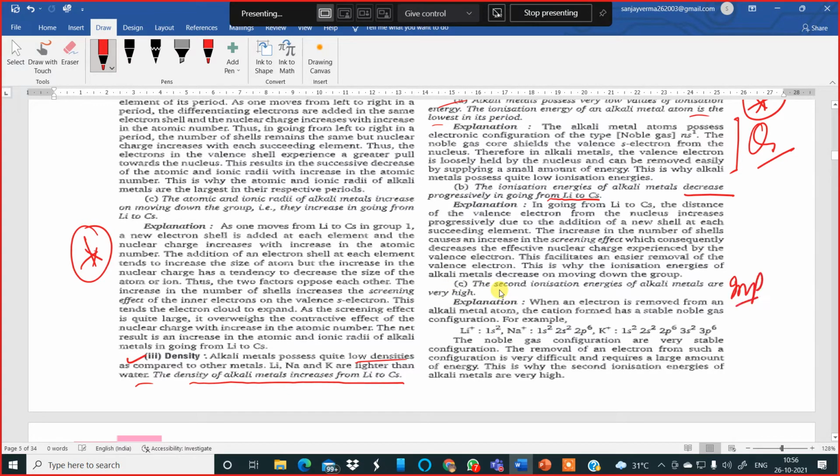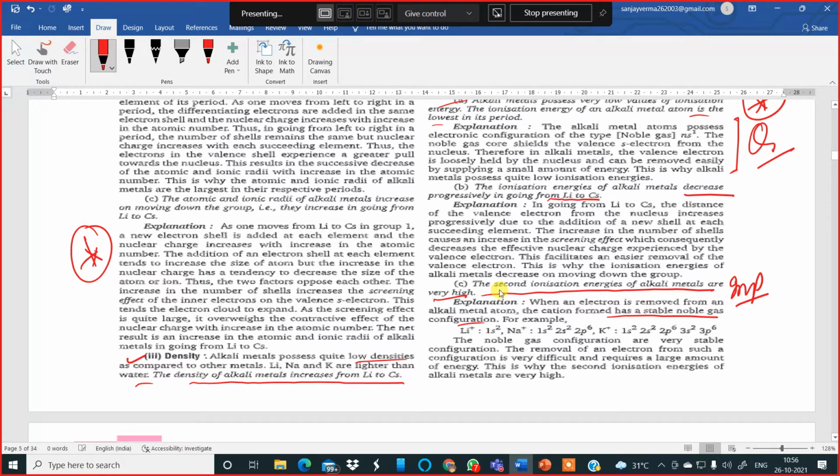If you look at C, this one is important. Why are the second ionization energies of alkali metals higher than the first one? Reason: when an electron is removed from an alkali metal atom, the cation formed has a stable noble gas configuration. Now, if you decide to remove another electron, the remaining electrons are held very firmly by the nucleus. The nucleus would not allow the remaining electrons to go away.